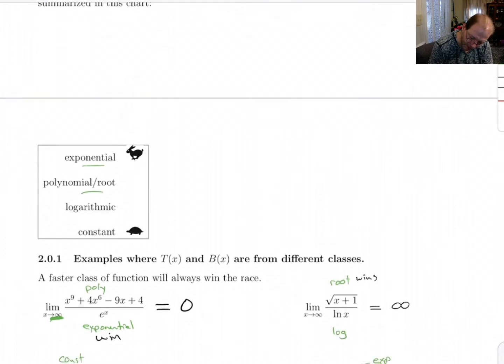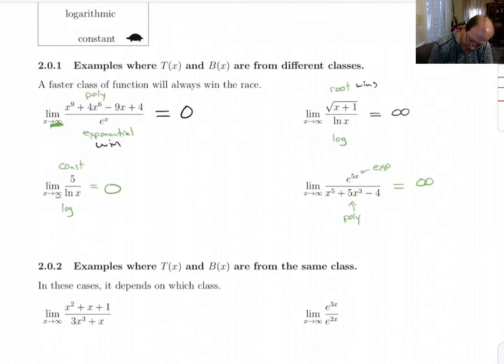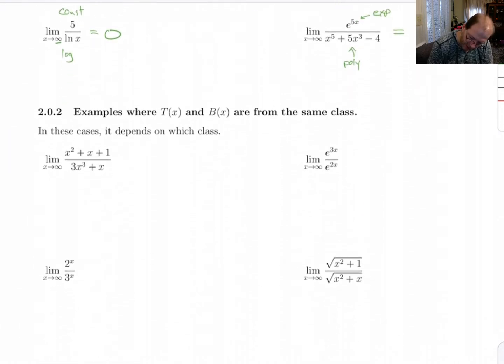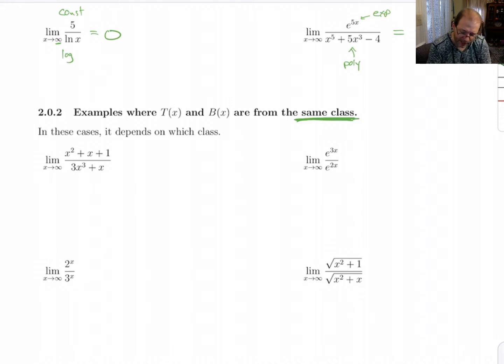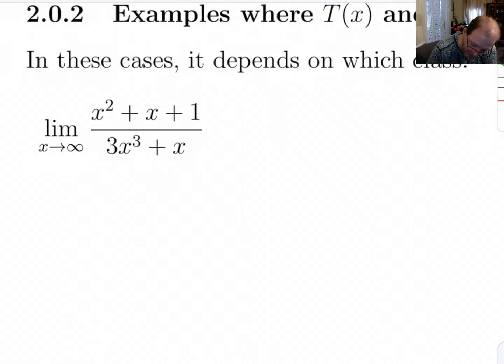All right, let's look at the next example down here with several problems. These are things where the top and bottom function are both from the same class. Now for these, it depends on which class you're dealing with, and we've already seen some of this. For this one, we've got infinity over infinity, and both of these are polynomials. So what's this going to give us?